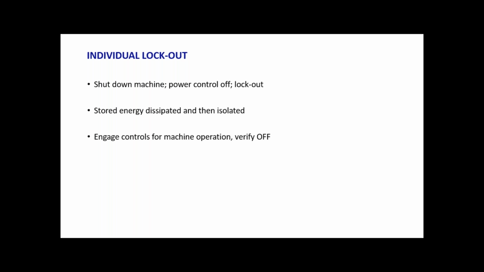Then what exactly are the individual lockout and group lockout? So individual lockout means shut down the machine, power control off, lockout, stored energy dissipated and then isolated, and engage the controls for the machine operations, verify the off conditions of that particular machine or the equipment, then work may proceed. If shift changes, individual LOTO is repeated by the next shift. So if all these things are done on an individual basis only, if the individual person can do all these types of activity, then it is called individual lockout.